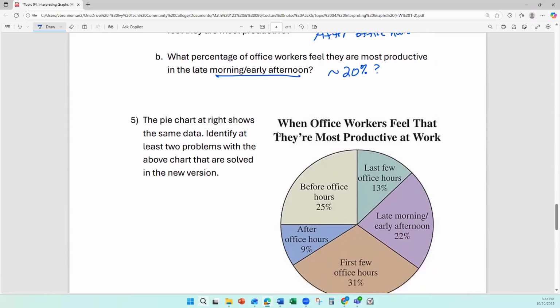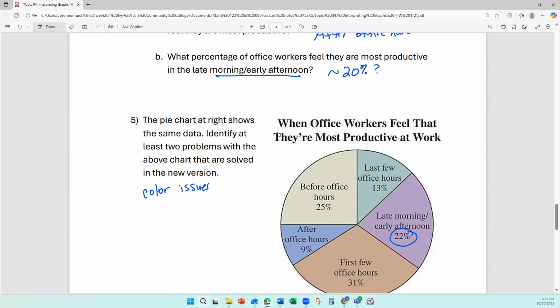And then what percentage feel they're most productive in the late morning, early afternoon? Again, I just need to find that label. I don't have to define the label and find the color, so it reduces the steps needed. Late morning, early afternoon, and it has the percentage on there for me, so I don't have to estimate and figure that out. So potential color issues are taken out of the picture there with this new graph.